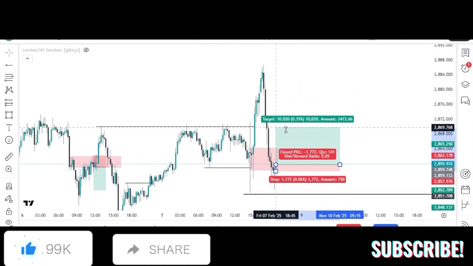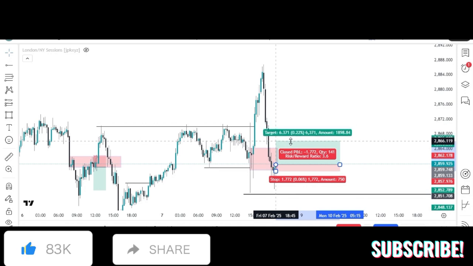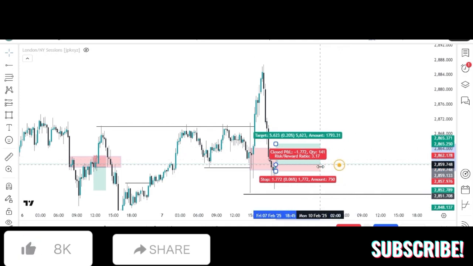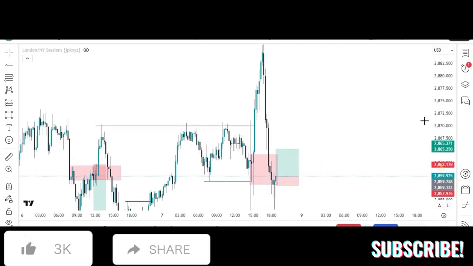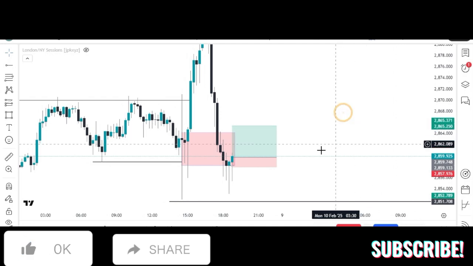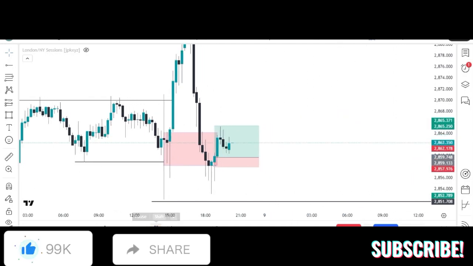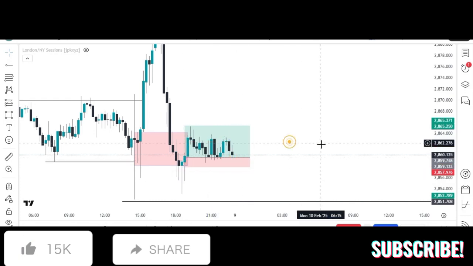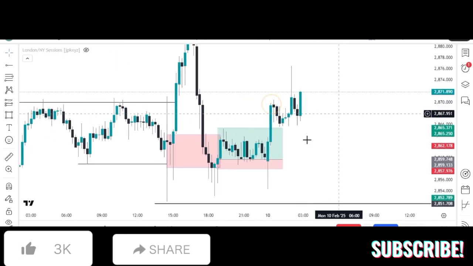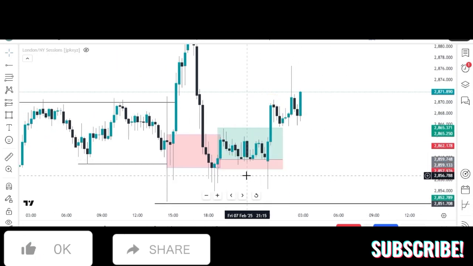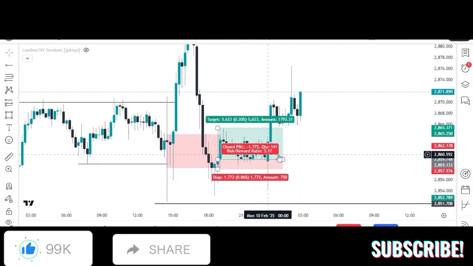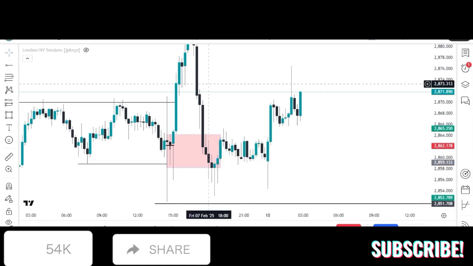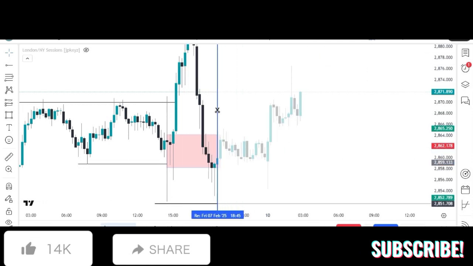We are not exceeding 1:3, guys. So let's see. This is 1:3. So this becomes our entry as a day trader. Now at this point, we have not hit our TP yet, right? So let's see what happened. Now at this point, you can see it hits us out. We are taken out.